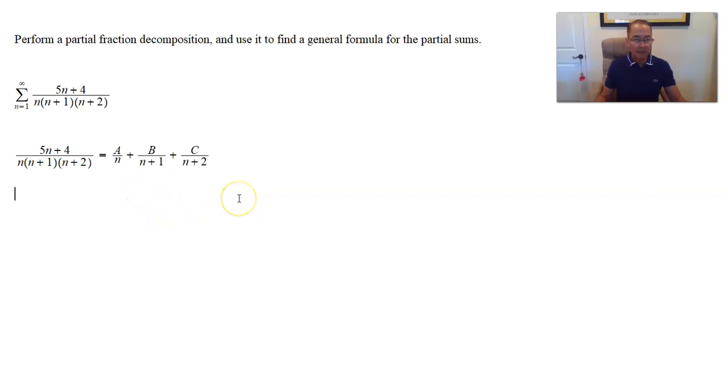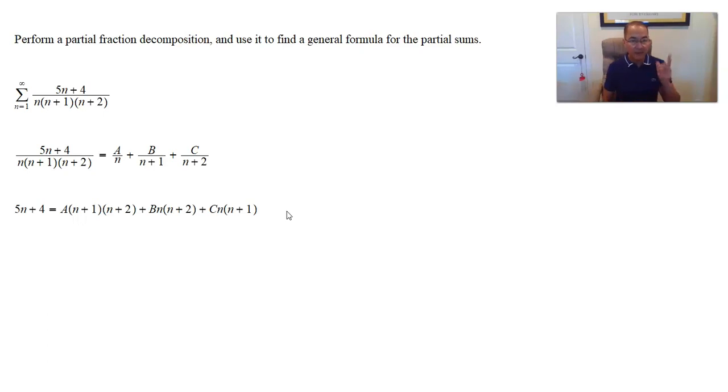So we want to solve for A, B, and C. So we clear the denominators. We will multiply both sides by n, n plus 1, n plus 2. All the denominators will go away. For A, the survivors are n plus 1 and n plus 2. For B, the survivors are n and n plus 2. So let me just erase the n plus 1 here. And for C, the survivors are n and n plus 1.